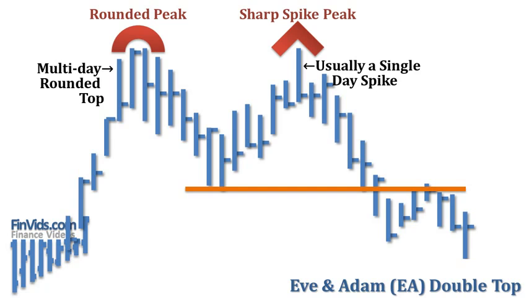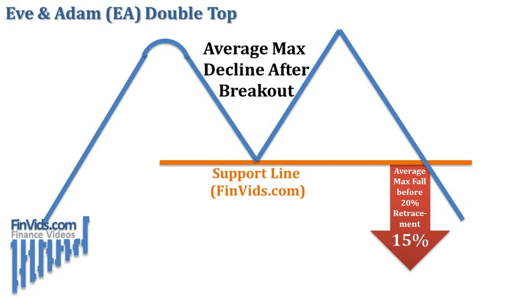Here we have the final Eve and Adam double top. The first peak is rounded and occurs over multiple days, whereas the second peak is usually a single day and very spiky. The average max decline is approximately 15% for the Eve and Adam double top.